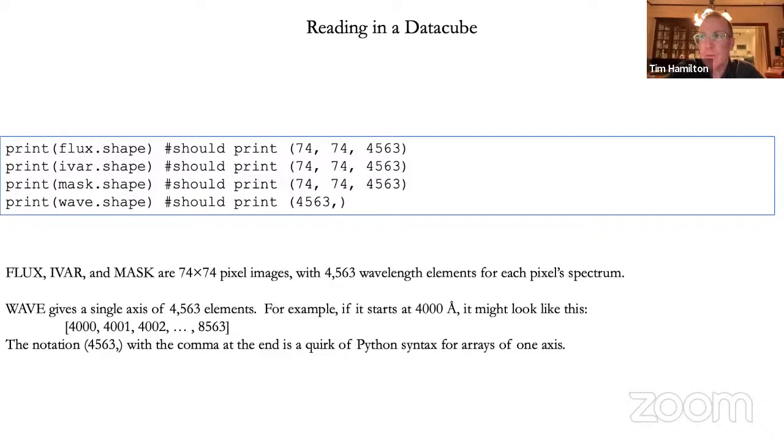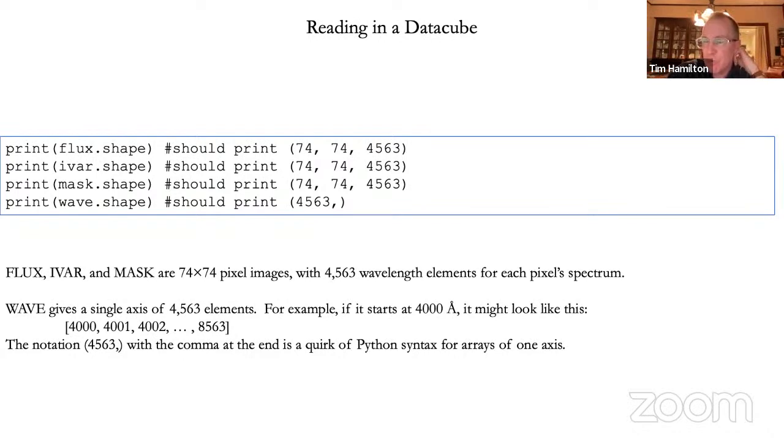So in this case, what I'm doing is I'm printing out the flux array, but not the whole array. There's what's called the shape attribute belonging to the flux array. Every array has a shape. And that shape is the dimensions of the X, Y, and Z axes. Or in this case, now I've got X, Y, and the wavelength axes. So we've got 74 pixels wide, 74 pixels tall, and 4,563 wavelength measurements for each one of those.